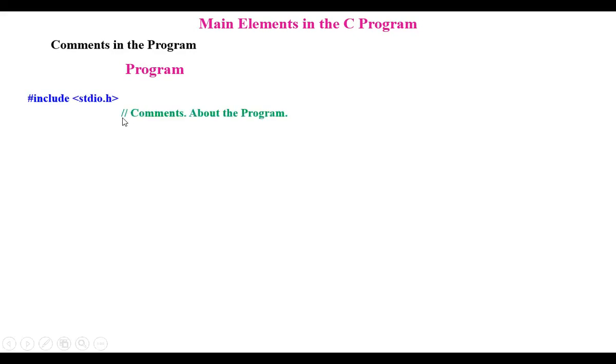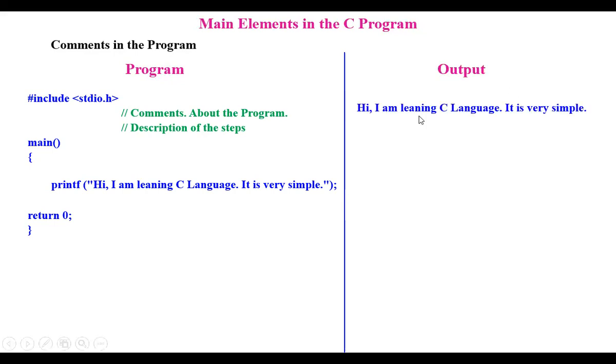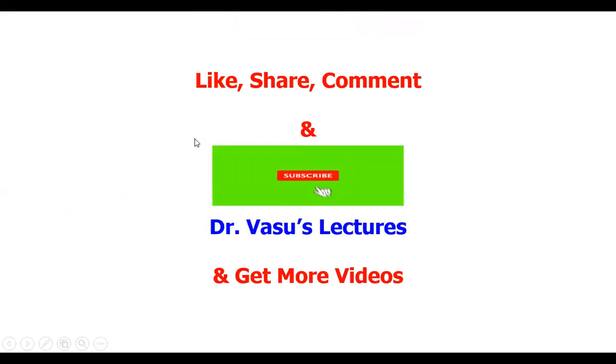comments can be written by writing 2 forward slashes, and whatever is written after them cannot be executed. So comments are written after writing these two slashes, whatever you write about the program, right? The description of the steps. At each step you can write any comment. The remaining program is the same, only I'm talking about the comments here. If it is executed, you get the output here. So whatever is written in printf is printed. So this is about the comments. Let us see something more about it.